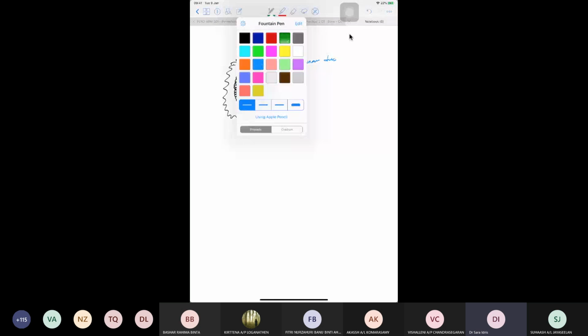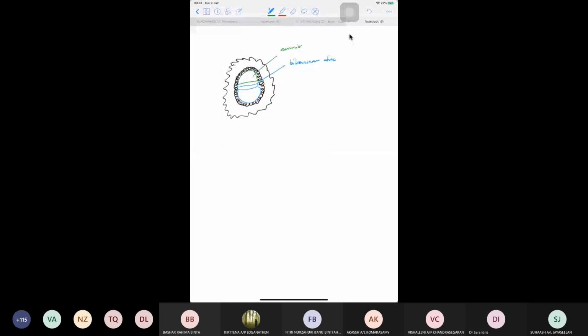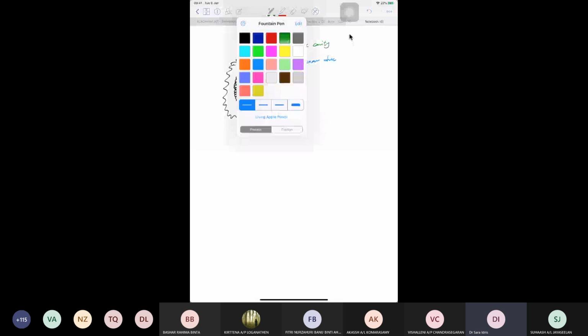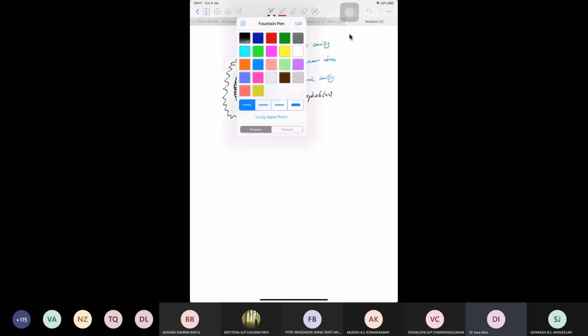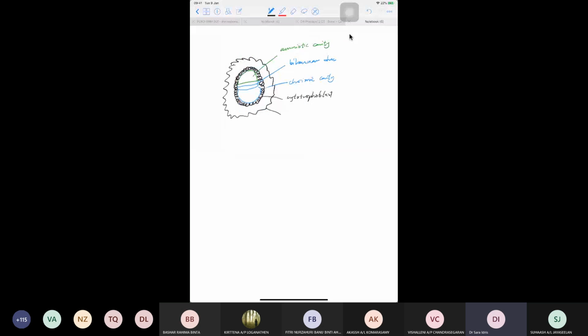And then in green here, that's your amniotic cavity. And then you have your yolk sac. Okay, yolk sac is there. So this here will be the chorionic cavity. Right. Now in black here would be your cytotrophoblasts. Cytotrophoblasts. Okay. And also you have the syncytial.